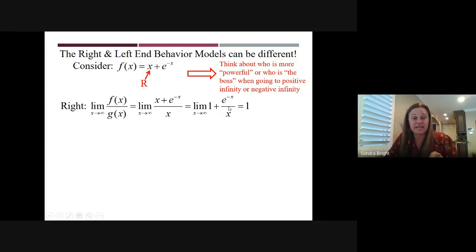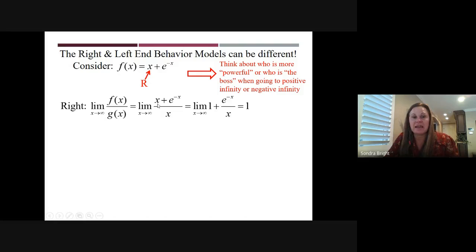That's what you're going to have to do on the test, is show this work of, okay, it takes it to 1. That has confirmed the fact that my gut reaction by looking at the graph was x is my right end behavior model. I just confirmed it because I got a 1 as I was taking the limit as x goes to positive infinity.